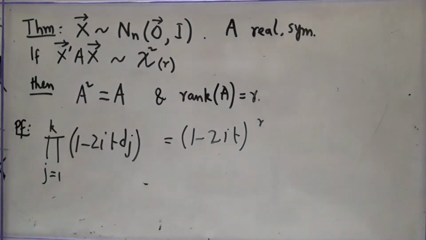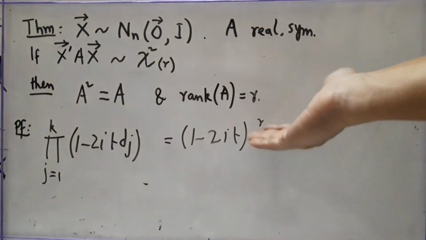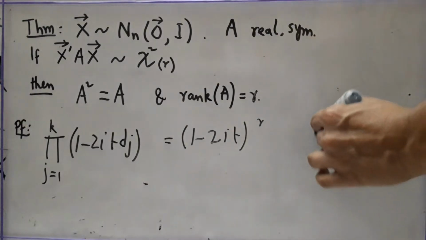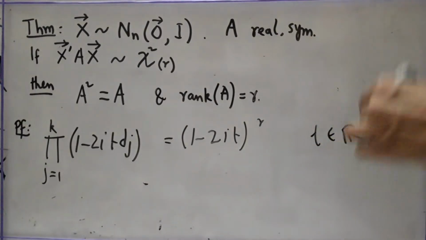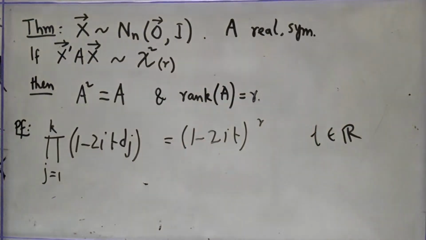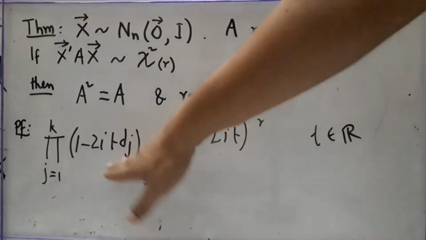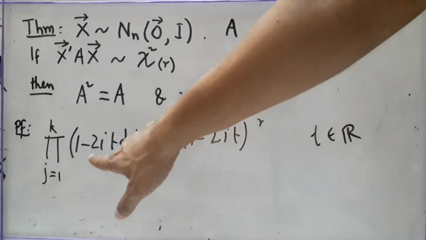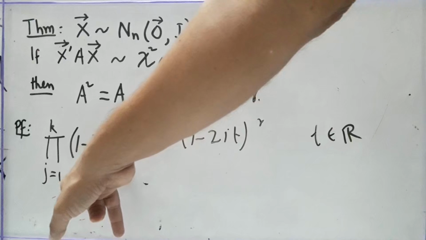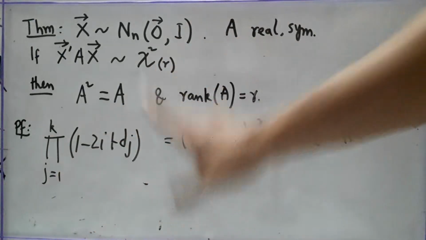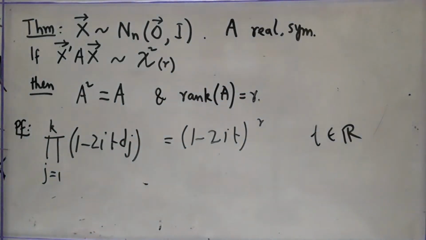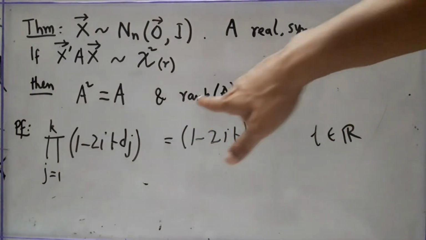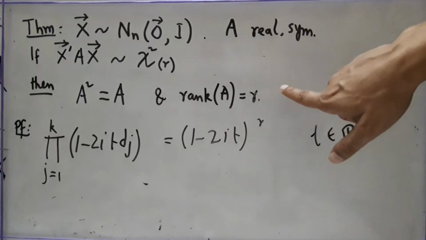So now you see that on both sides you have polynomials in t, and remember this has to match for all t in R. Two polynomials matching over all t, so obviously their degrees must match. Here the degree is k, because each factor is linear, and there the degree is r, so immediately you get that k must be equal to r. k was the rank of A, so I have shown the rank of A must be equal to r.